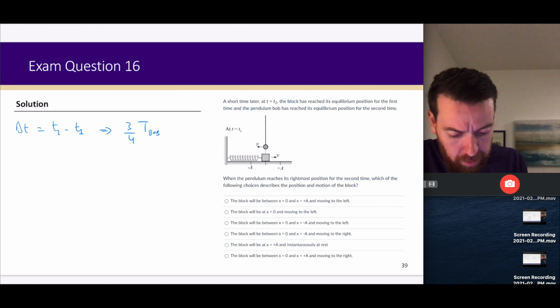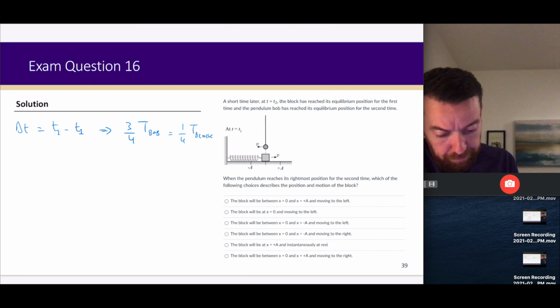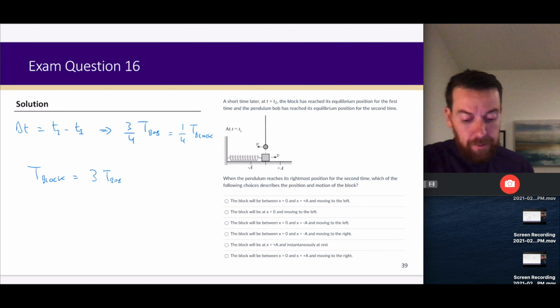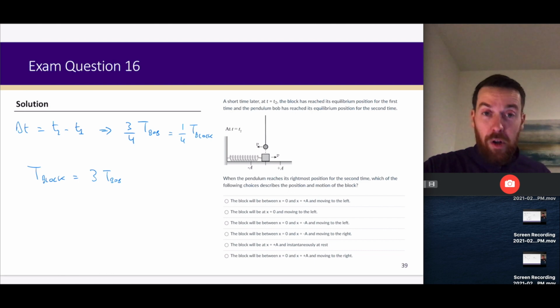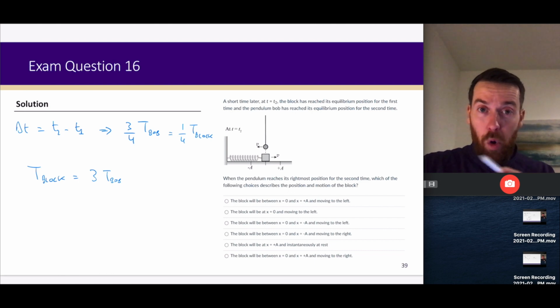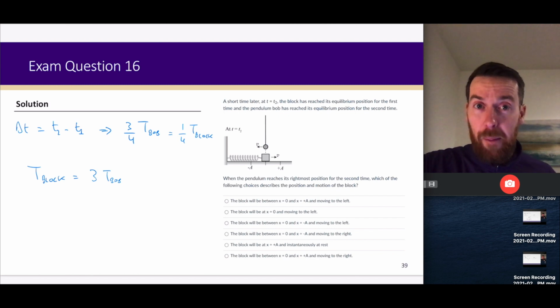So this is equivalent to 1/4 of T block. Okay, so then we can see that T block is equivalent to 3 T bob. So if we think somewhat conceptually, for every quarter, so for every movement of 1 amplitude that the block makes, the pendulum bob goes through 3 of its amplitudes.